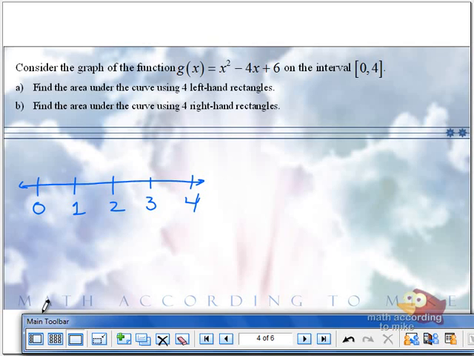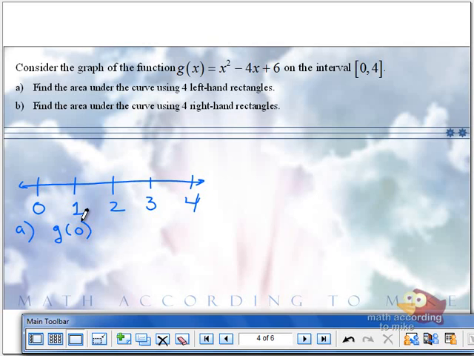Okay? So in part A, since we want left-hand rectangles, then you're only looking at the left-hand side of each subinterval. In this case, 0, 1, 2, 3. Is that okay? Remember, the width of the rectangle is 1. The length of the rectangle is given by the functional value. Because remember, we started at the left-hand side. We went up to the function, went across the width, and then came down. So the left-hand side of the subinterval dictates the height of the rectangle.